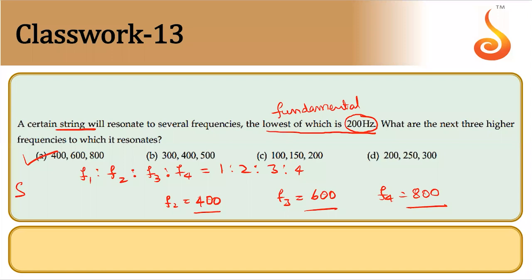See, this is for a string and also for open pipe. In case of string and open pipe, you have all harmonics present. Harmonics means integral multiples of fundamental frequency. Now, what is there to explain? It is 1:2:3:4. That's all. This is 200. Next one should be 400, 600, 800.